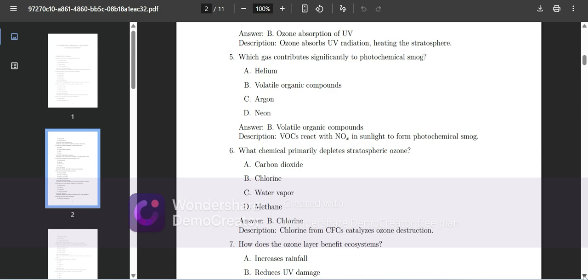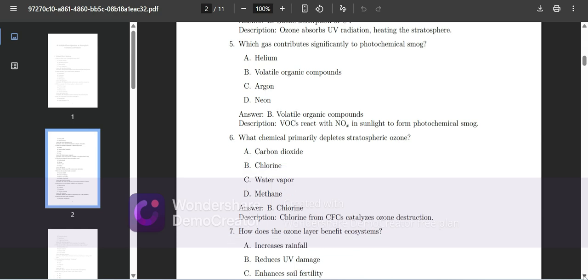Which gas contributes significantly to photochemical smog? Volatile organic compounds. Volatile organic compounds react with nitrogen oxide in sunlight to form photochemical smog.